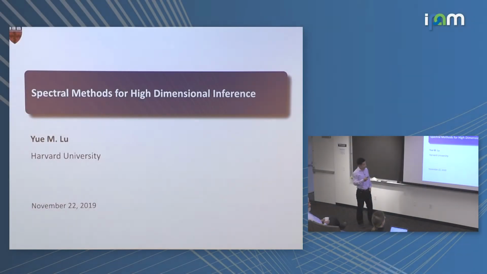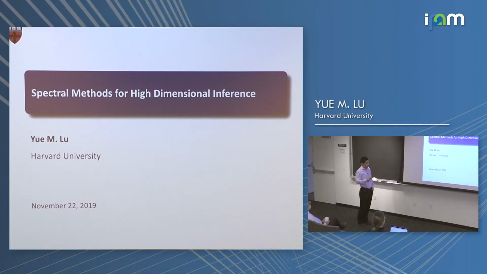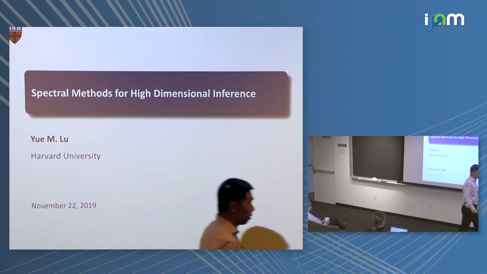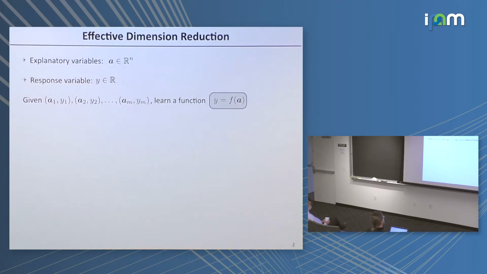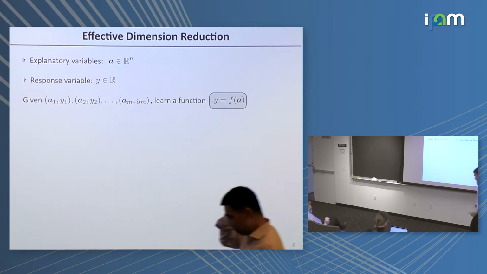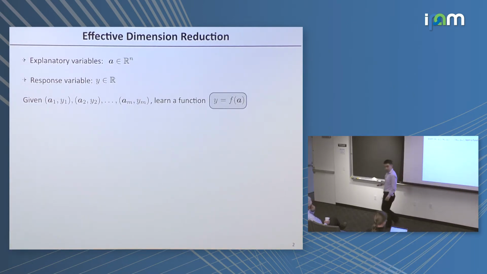Today I'm going to talk about our work on understanding a class of very simple spectral methods for high-dimensional inference. The type of inference problem that we consider can be formulated like this.